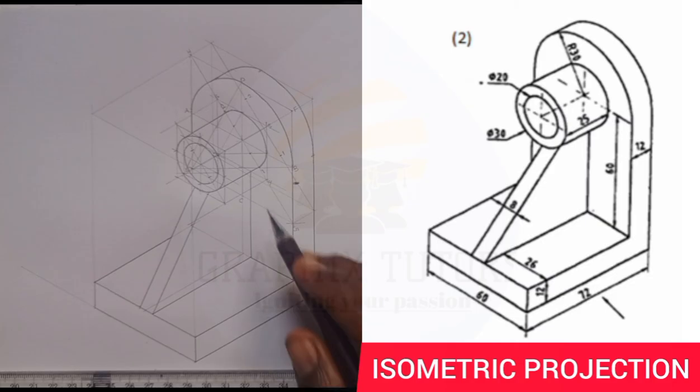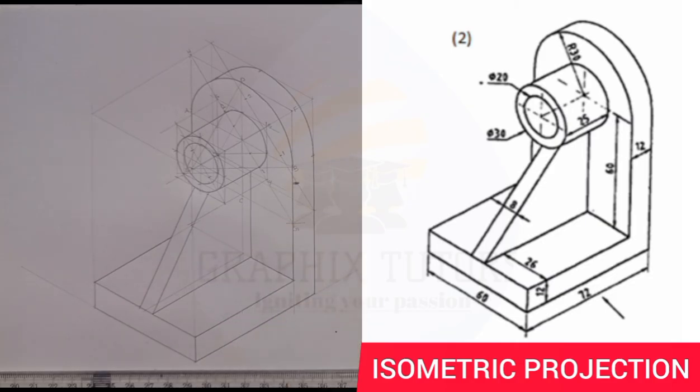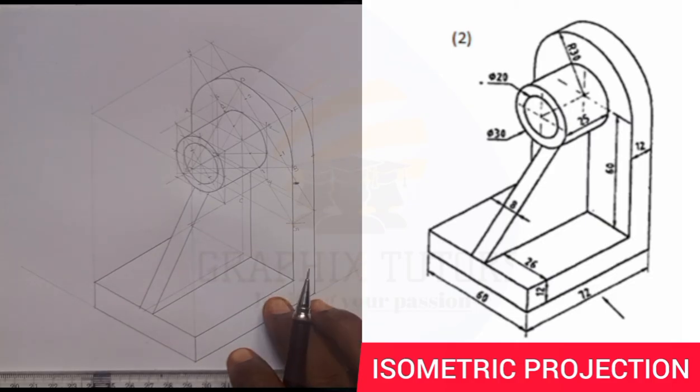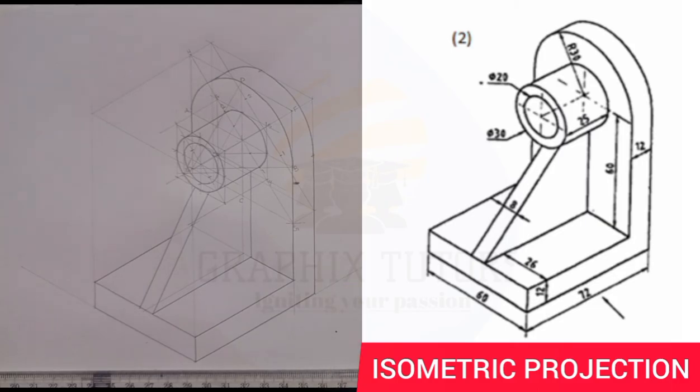It's important for you to do your dimensioning on this figure. So this is the isometric projection of the figure that is displayed at the right hand side of the screen.